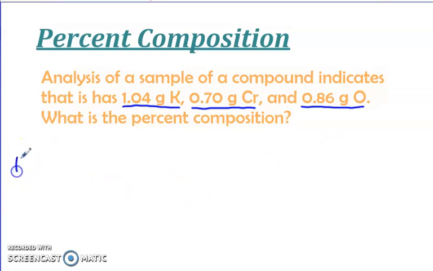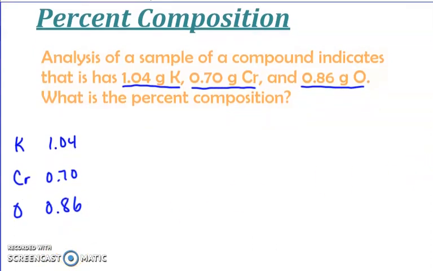Well, let's go ahead and write this out. We've got K equaling 1.04, and we've got chromium with 0.70, and we've got oxygen with 0.86 grams. Do you remember what percent really is? It's part divided by whole. Well, we got to figure out what the total amount here is. And it's not molecular mass this time. It's just adding up all the parts to get the whole. So take a moment here and write this down and figure out what that total amount is.